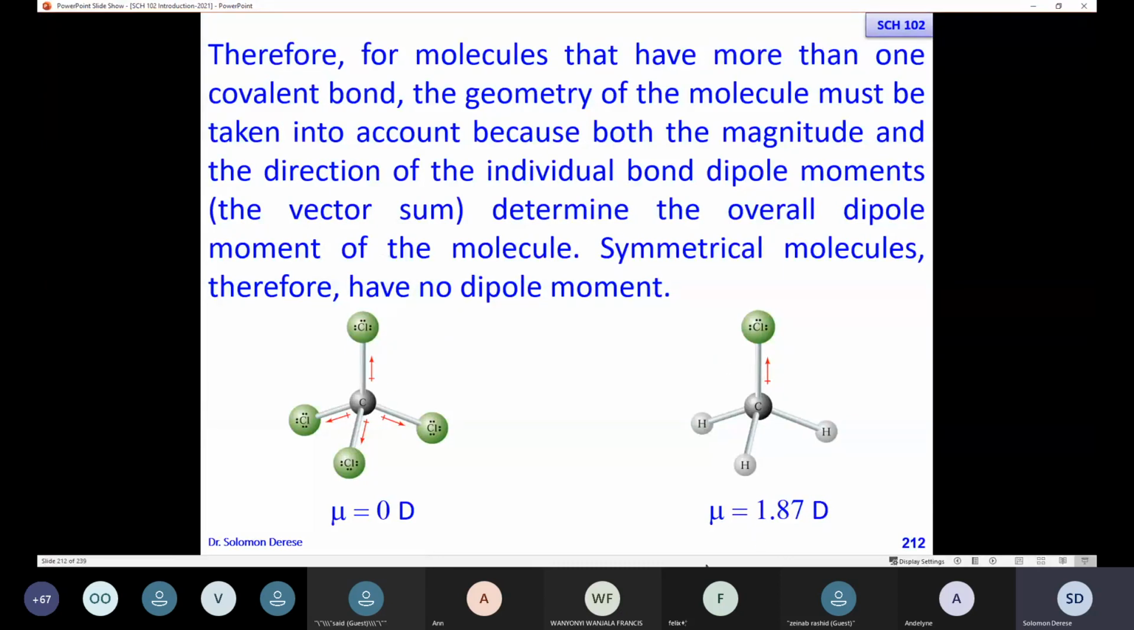Anyway, let me stop here. I want you to think about why the dipole moment of this molecule is not 1.5 plus 1.2, 2.9. Why is it 1.87 instead of 2.9? I want you to think about it over the weekend so that when we discuss next week on Wednesday, you'll be in a better position to understand it better.